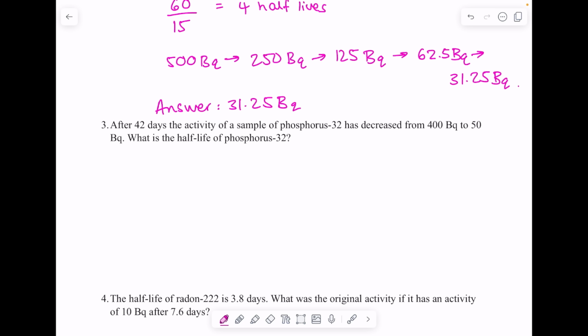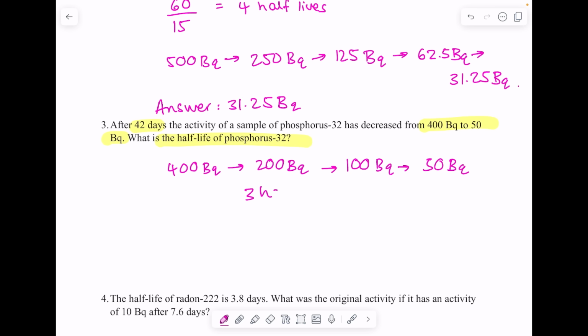After 42 days, the activity of a sample of phosphorus-32 has decreased from 400 becquerels to 50. What is the half-life? So you've got slightly different wording here. Work out how many half-lives have occurred. So one half-life takes you to 200. 2 half-lives take you to 100. And 3 half-lives take you to 50.